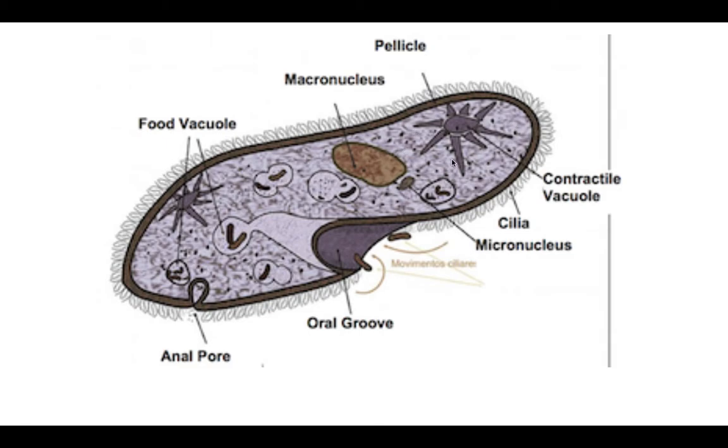They have contractile vacuoles, which are constantly bailing out the cell, so to speak. So the cell is taking on water because it's in a freshwater system. So water has the tendency to enter through the cell membrane of this organism. So the contractile vacuoles are always pushing out excess water to maintain homeostasis.